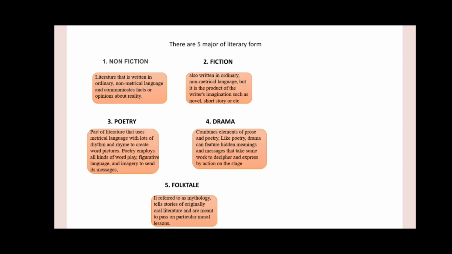There are 5 major literary forms. First, nonfiction. It is literature that is written in ordinary, metrical language and communicates facts or opinions about reality. And second, there is fiction. It is also written in ordinary non-metrical language, but it is the product of the writer's imagination, such as novels, short stories, etc. For example, the famous novel is Harry Potter.